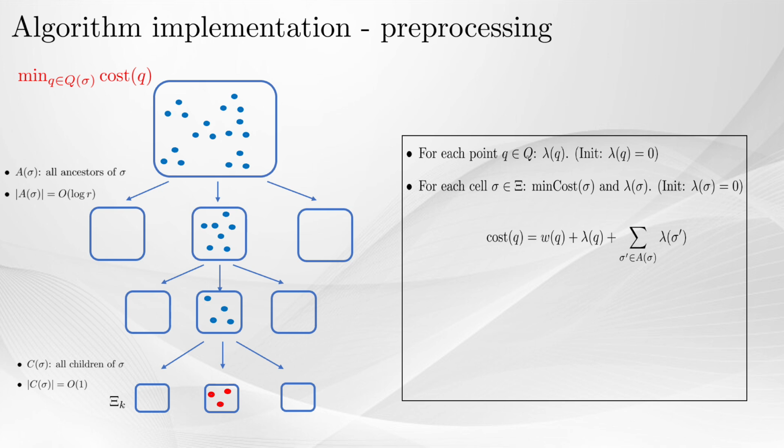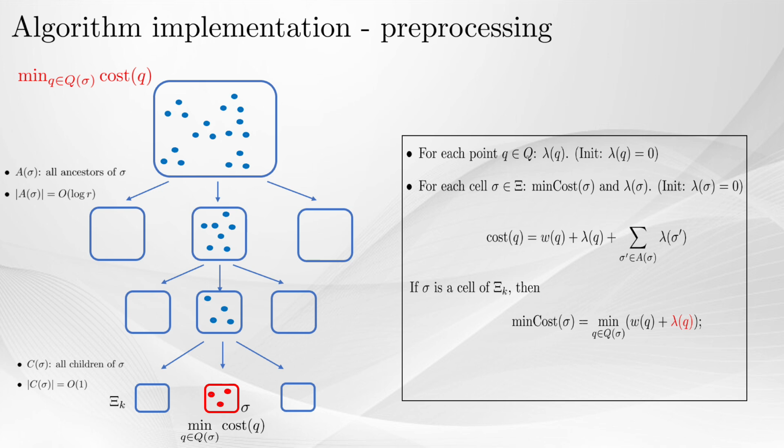And after we initialize these variables for the points and the cells, for each point Q in the last layer, which means C K, we can find the cost of Q using this formula. But at the beginning, because all the lambda Q and lambda sigma are 0, the cost of Q is just its own weight. Then if sigma is a cell of C K, we can simply find the minimal cost sigma by comparing all the points in this cell.